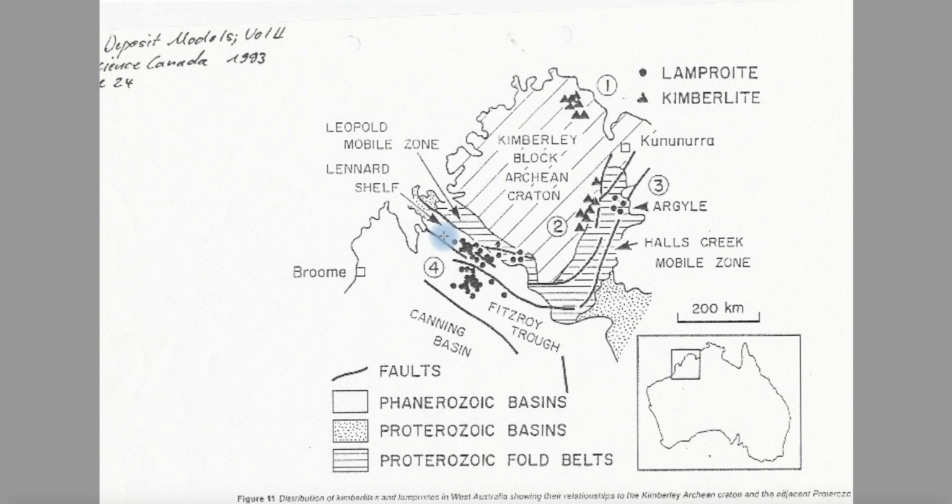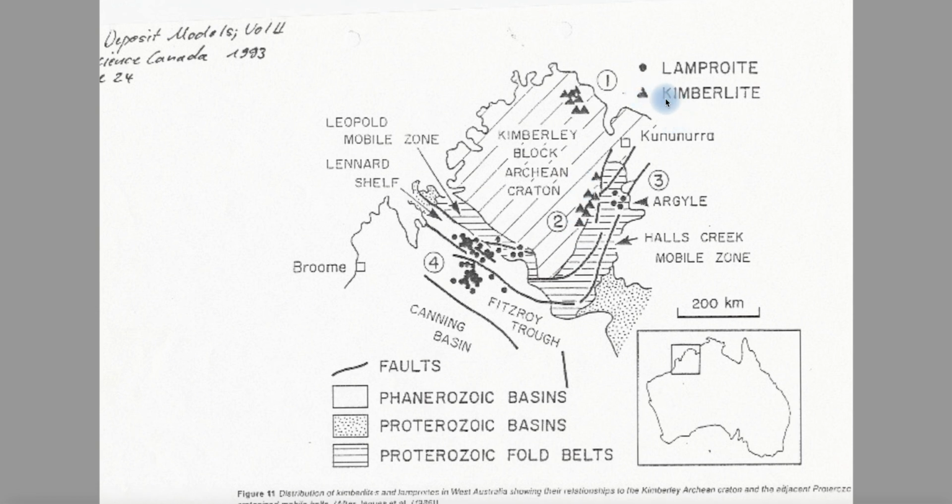So that is now how the situation looks in Australia. We have here the Kimberley block. Do not confuse it with Kimberley in South Africa. Kimberley in South Africa is something completely different from the Kimberley block in Australia. There is an Archean block, and there you have those diamond ore deposits hosted within the Archean craton.